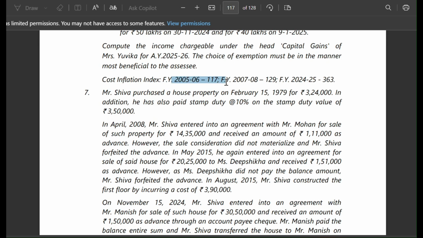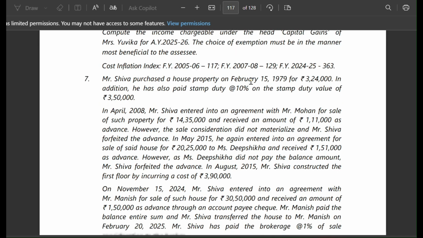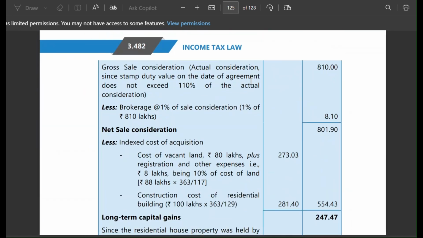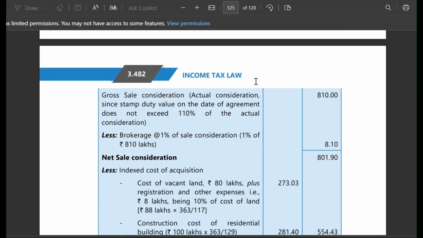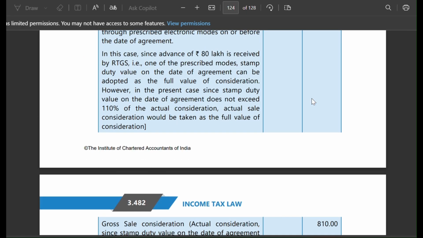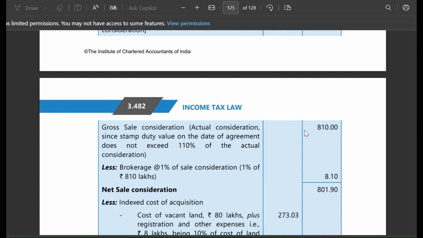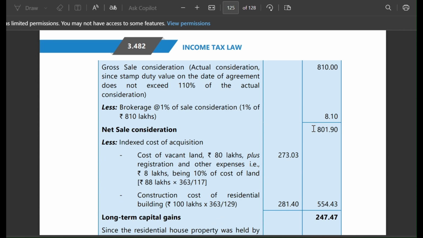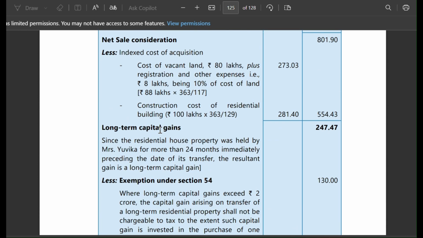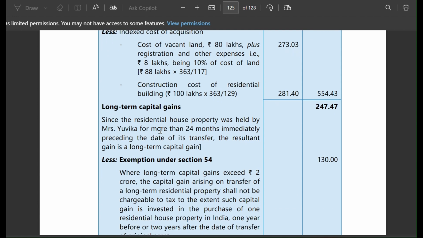Here they have given the CII values, that is the cost inflation index values based upon the year. So let's take a quick glance at the answer. Obviously the sale value is here. The difference is not exceeding 10%, so the actual sale value does not exceed 110%. So the actual sale value is the sale value minus brokerage, and cost of acquisition and cost of improvement are also here, that is the construction of a building. You should compute based upon indexation.